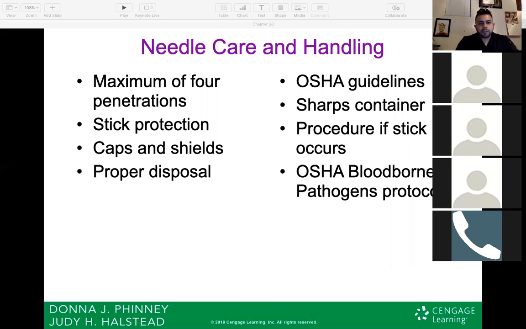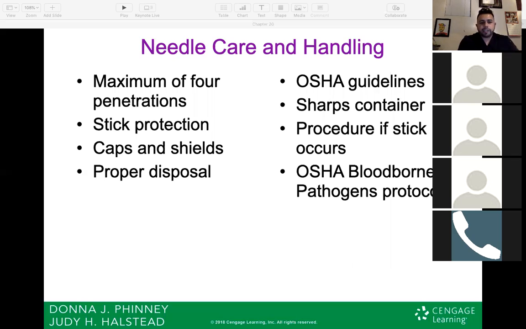All right, so needle care and handling. You want to make sure that you're only using that particular needle for up to a maximum of 4 penetrations. Anything over that, you want to go ahead and just switch that needle out for that doctor. A lot of times they won't even ask you to.